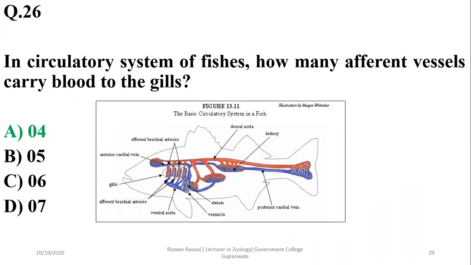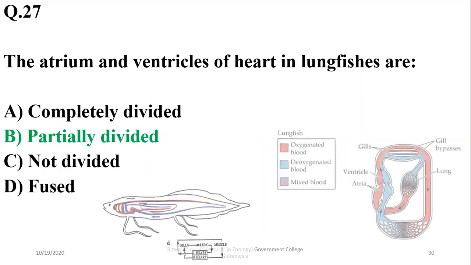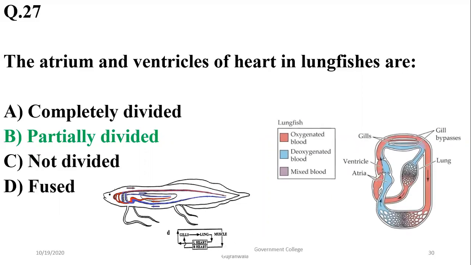Number 27, the atrium and ventricle of the heart in lungfishes are actually partially divided, and complete division in the atria as well as ventricle is observed in the higher vertebrate groups. So beta is the right option. As you can see over here, lungfishes also show a modification of blood supply, or blood circulation.